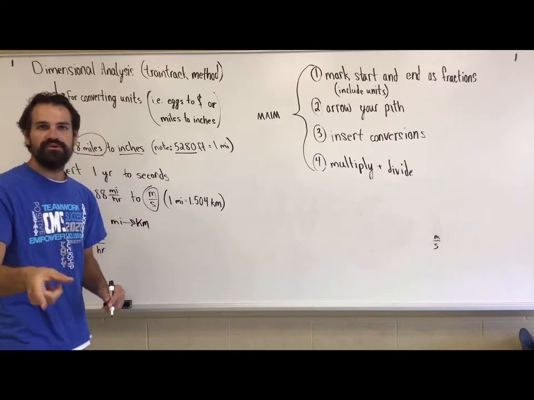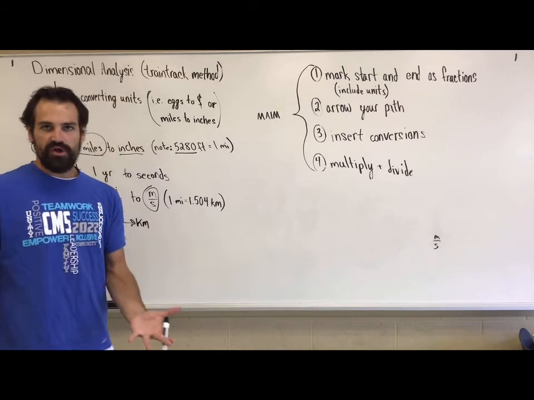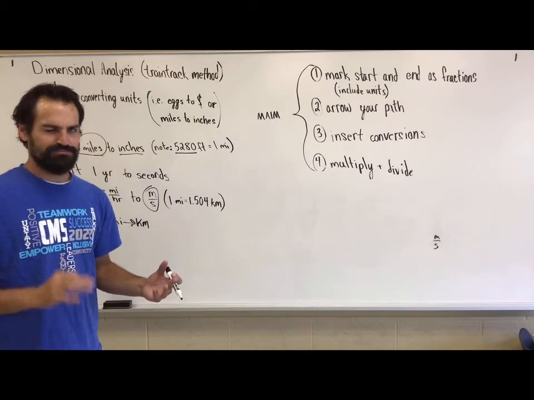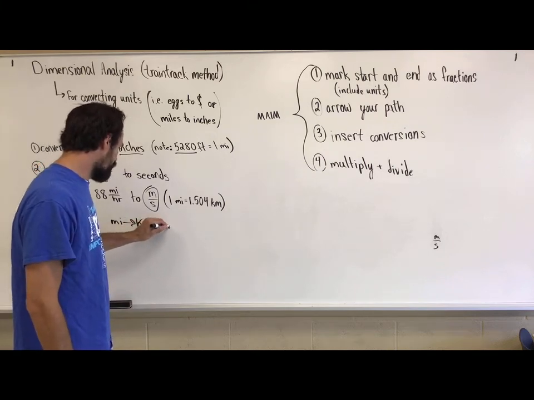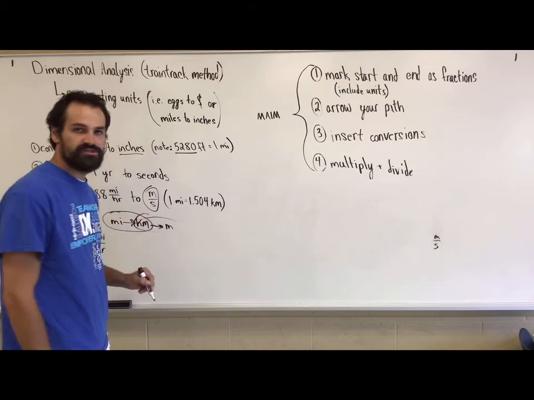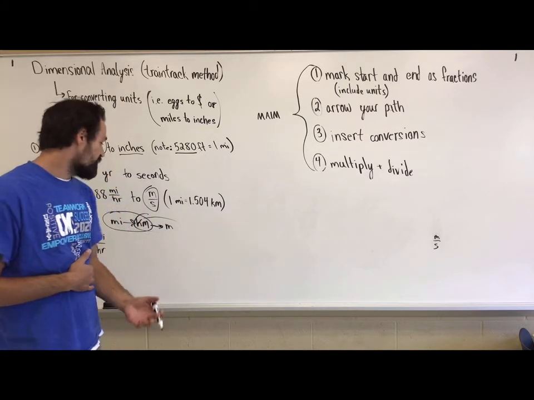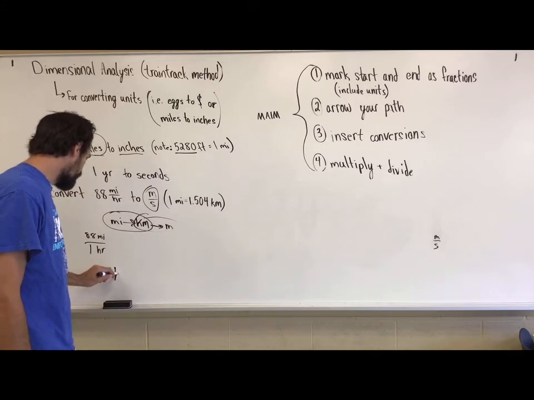And I know how many meters are in a kilometer, because kilo means 1,000. We'll discuss that in class. So we can go from miles to kilometers and then from kilometers to meters. We have our top path. And now let's try the bottom path.